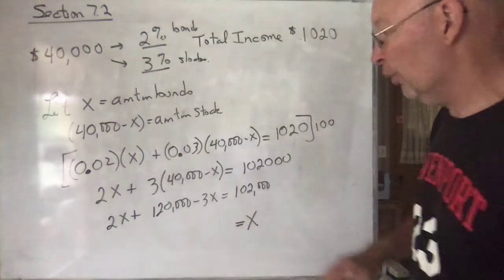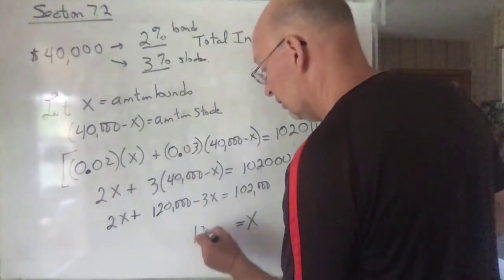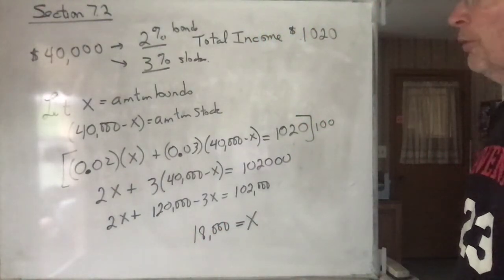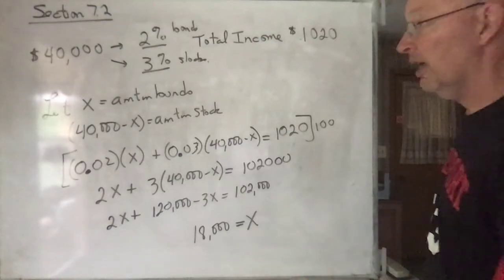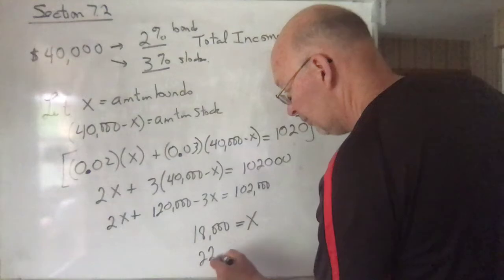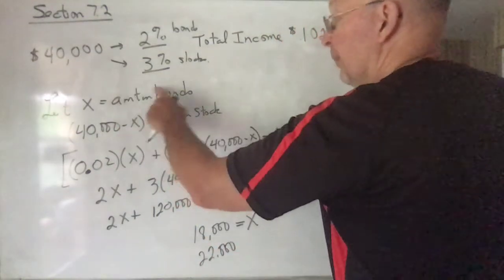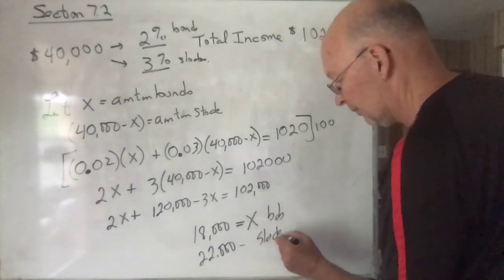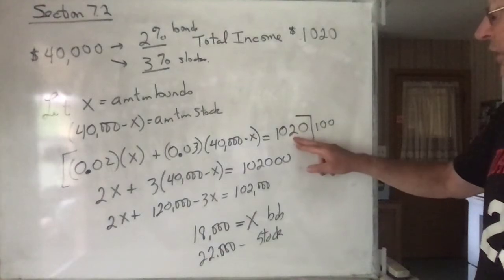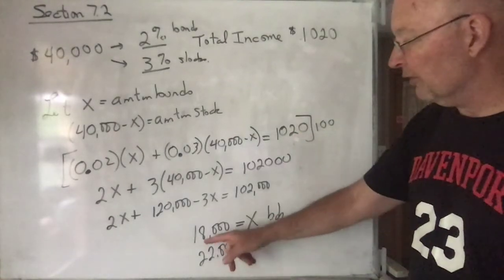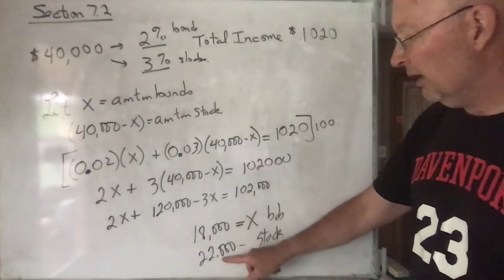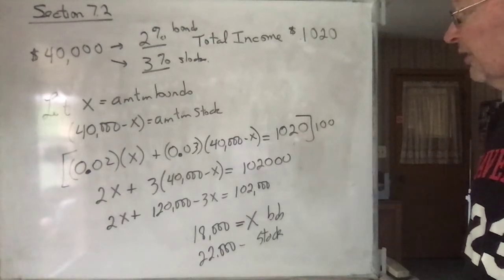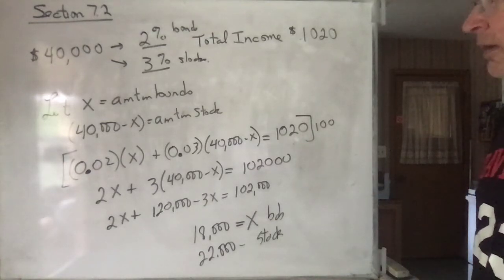Then 120 minus 102 is going to be 18,000. So there it is. If you put 18,000 in bonds and 22,000, which is 40 minus 18, in stock, that should end up giving you your $1,020. Now I'll let you finish this on your own. Go ahead and take this times 0.02 and take this times 0.03, and I'm confident of my own work here. You should get 1,020. Okay, that's the idea.